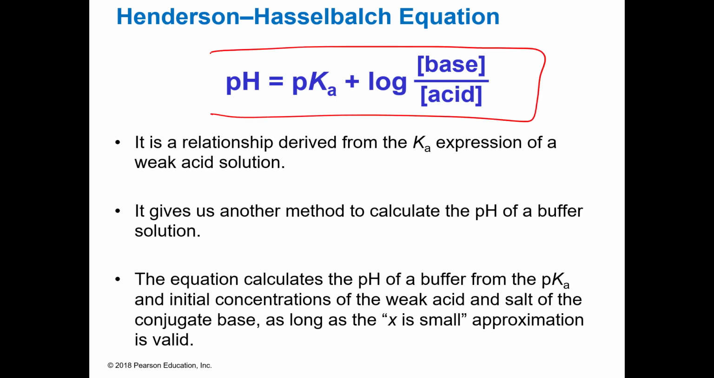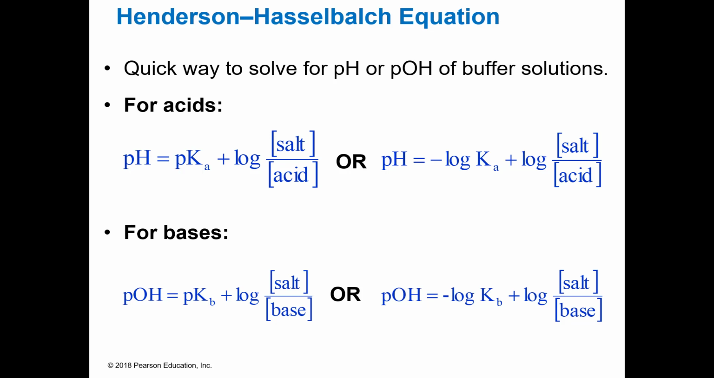So pH is equal to pKa plus the log of the base over the acid, and this is either, depending on which one you're looking at, conjugate, right? So this is derived from your Ka expression, okay? And it allows us to do the pH of the buffer without having to figure out a lot of the concentrations that you were starting with. You just have to know the salt concentration and your acid concentration. So it's just a quick and easy way to solve for pH or pOH of your buffer solutions, pOH if it's a base. So you can either do pKa plus the log of the salt over the acid, or the negative log of the Ka, which is what pKa is, right? Plus the log of the salt over the acid. And then if you're doing the base, it's salt over base. Okay?